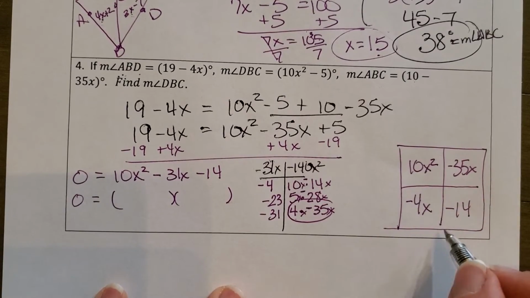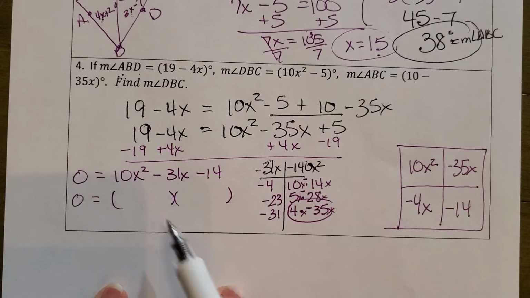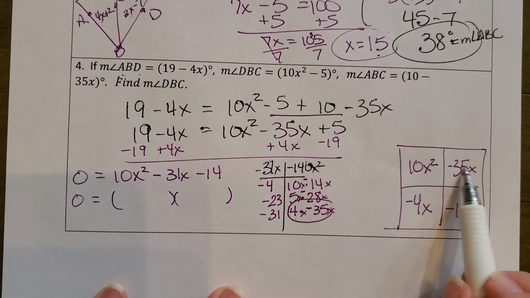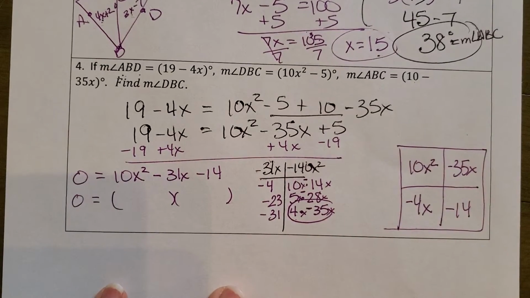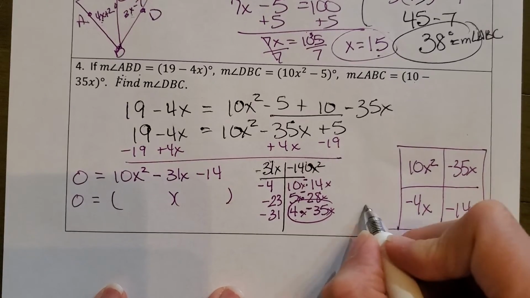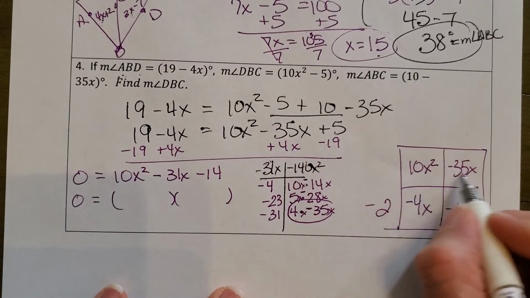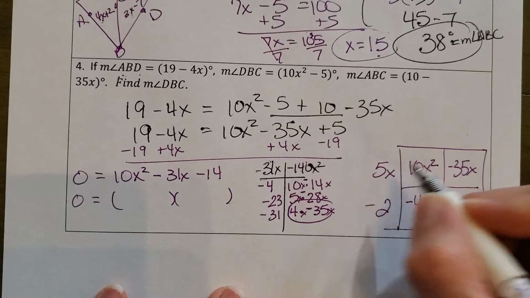Now, to factor using the box method, I find my factors by finding the greatest common factor in each row and column, and then that helps me find those two binomials. So the greatest common factor here is going to be negative 2, and here is going to be 5x.